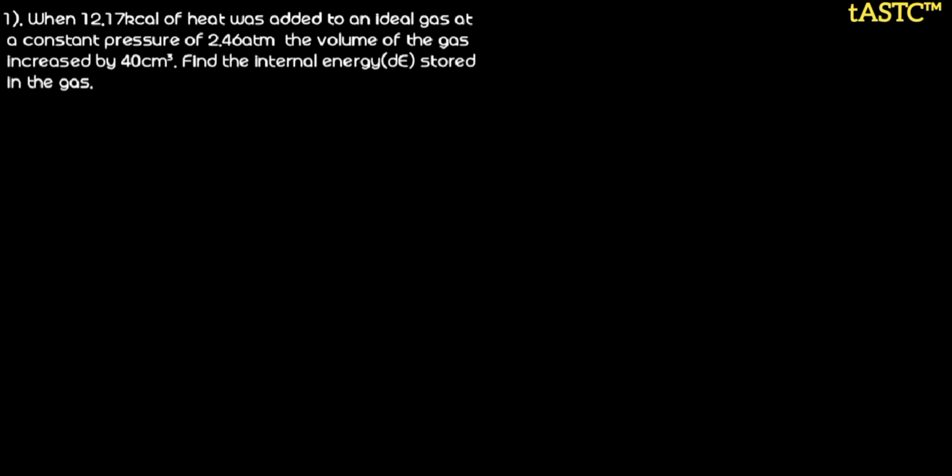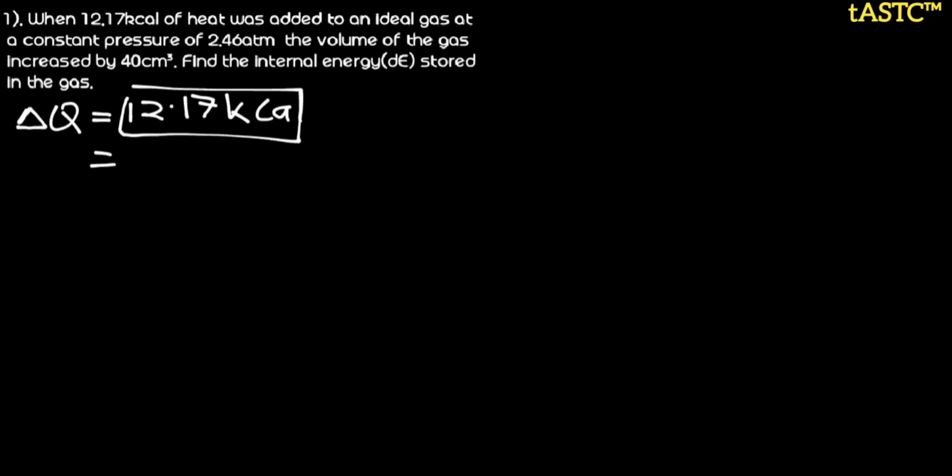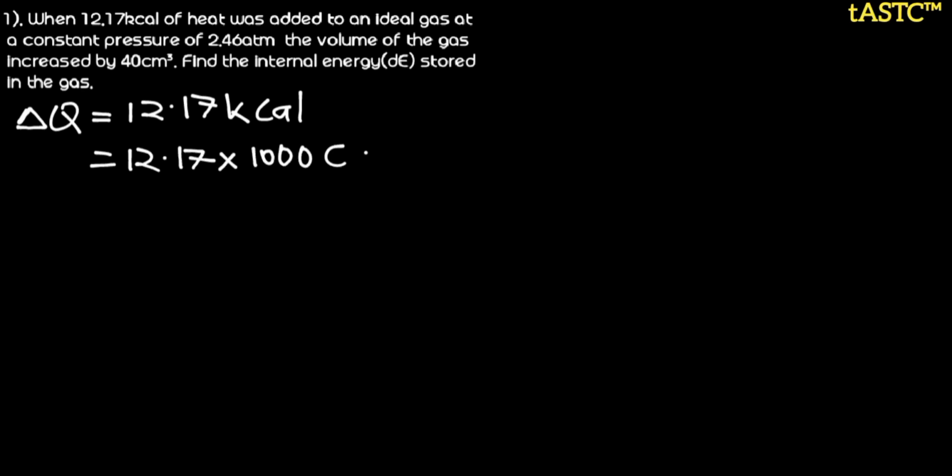So bringing out the parameters, we have dQ, that is a change in the heat quantity, and that is given as 12.17 kilocalories. Now, if you have a kilo, that means 1000. So I'm actually going to take that and change this heat quantity to calories. So this is going to be 12.17 multiplied by 1000, and we're going to have this now in calories. So that should give us 12,170 calories. That is the heat quantity.